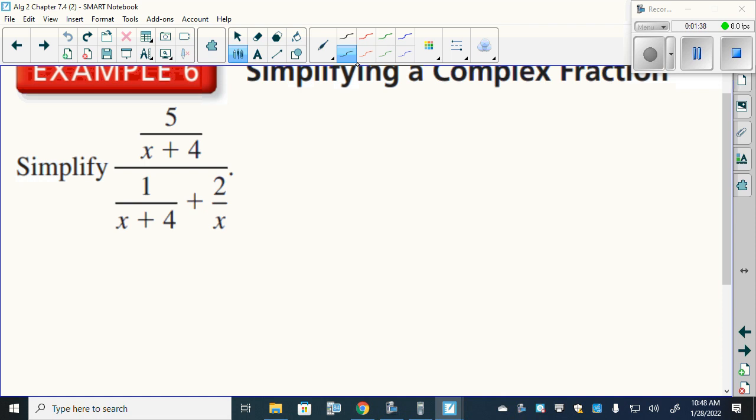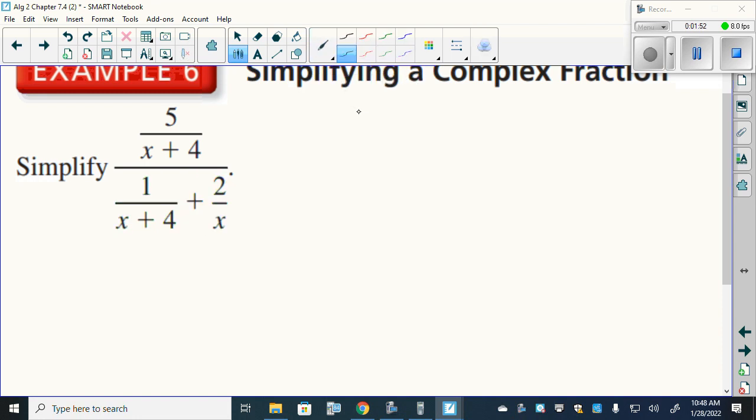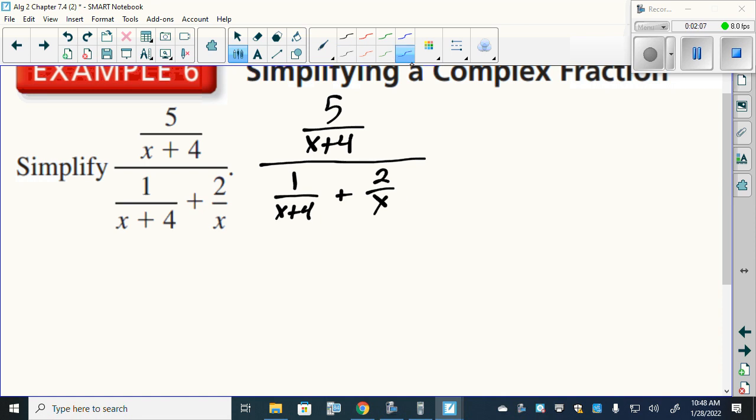Because with method 1, what we're going to do is we need to simplify the denominator into a single fraction. So we need to add those together. But to be able to add those together, we need the denominators to be the same. So we'll have 5 over x plus 4. In the denominator, we have 1 over x plus 4 plus 2 over x.